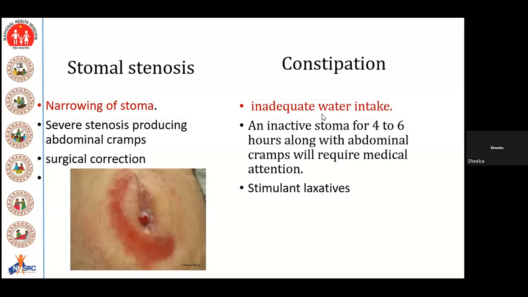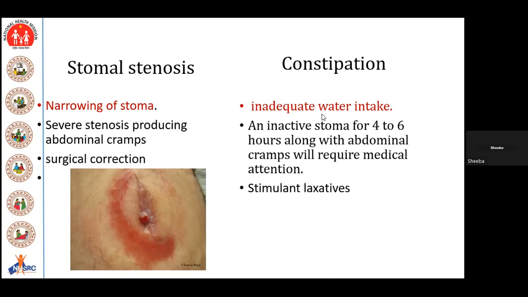Bleeding will also be there, some loose kind of bleeding. If the bleeding is severe, then it is better to refer the patient to the surgeon. I have also seen one patient with stomal necrosis, so that is another complication. So these are the complications of colostomy.